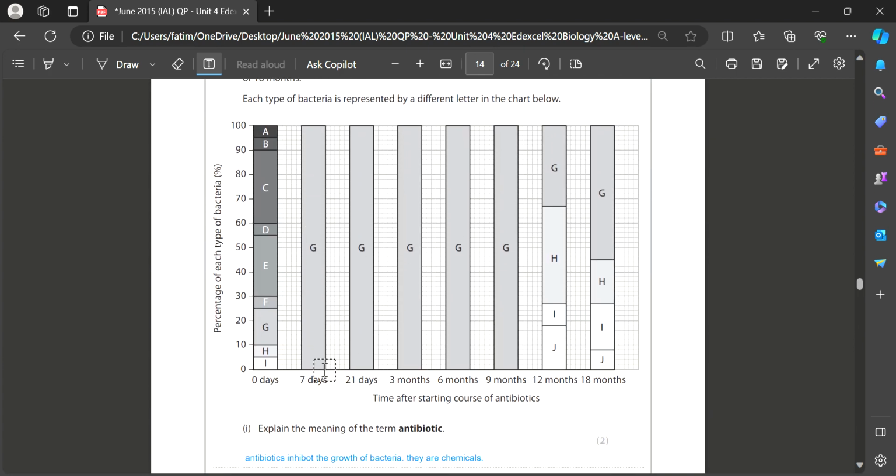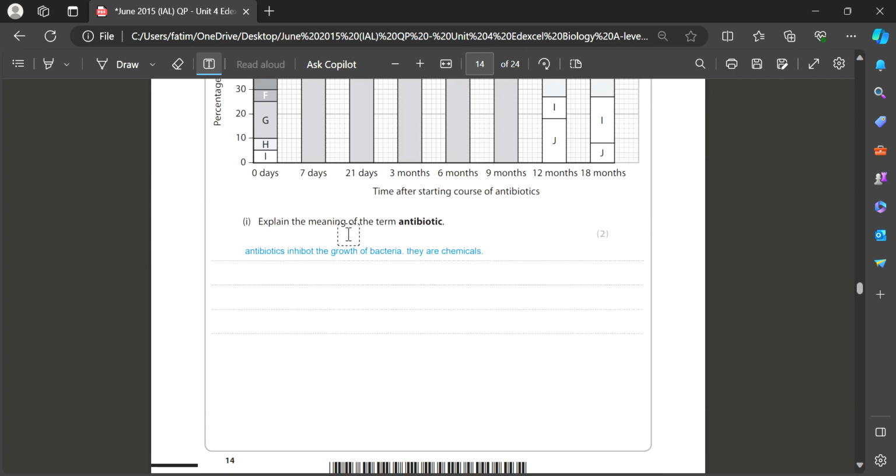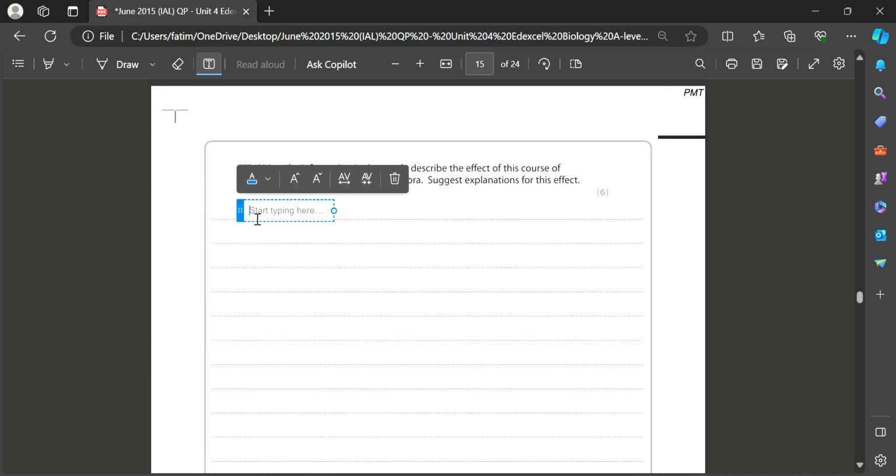So after 7 days, only one type of bacteria is left. So I'm just gonna first of all state everything that's going on. Okay. So after 7 days, only one type of bacteria G is left from the 7 different types. It's supposed to be an essay question, so I just write them in points, so 6 different points. For 6-mark questions, you don't need to write 6 different points, but you need to make sure that everything is connected. So you have to actually write more.